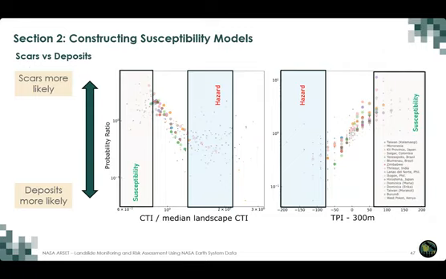You can see that for the compound topographic index, or wetness index, lower values indicate places in the landscape where the scar is more likely than the deposit, and that's, I guess, what you could imagine. And then as well, the topographic position index, which is the relative location in the landscape. Higher values indicate ridges, and that's where landslide scars are more likely to be found. And lower values indicate hollows in the landscape, where the deposits are more likely to be found.